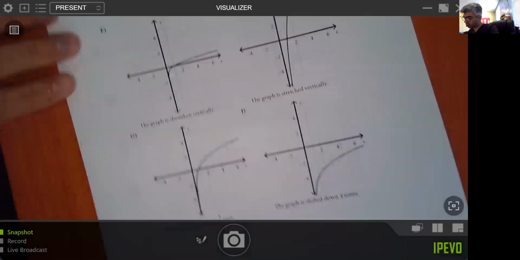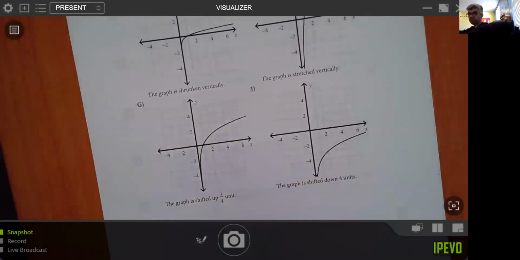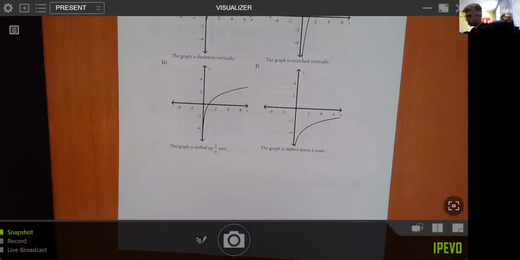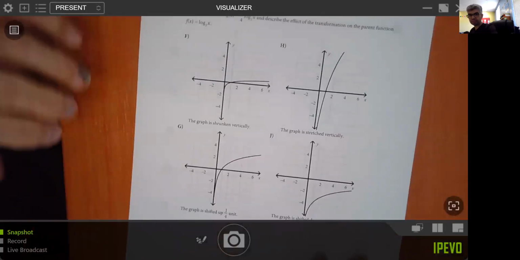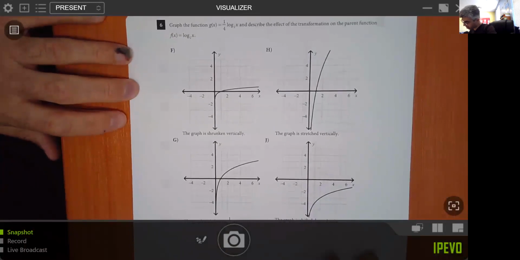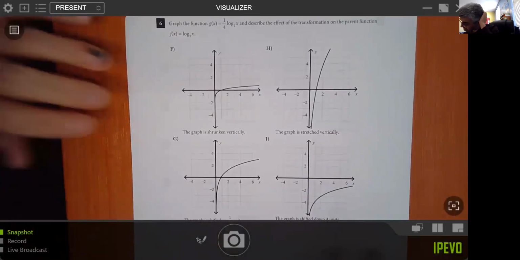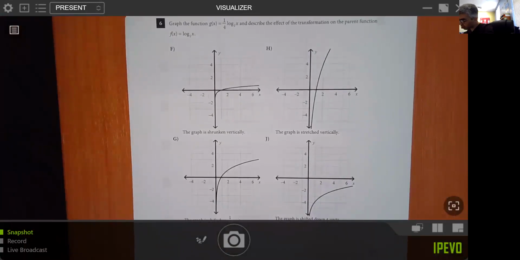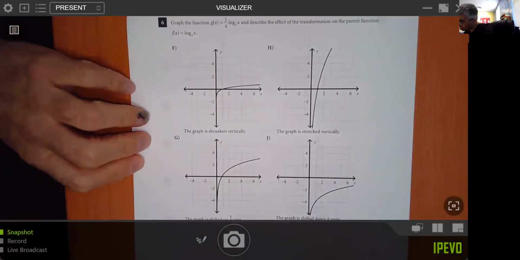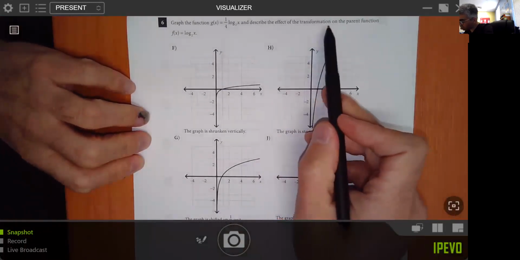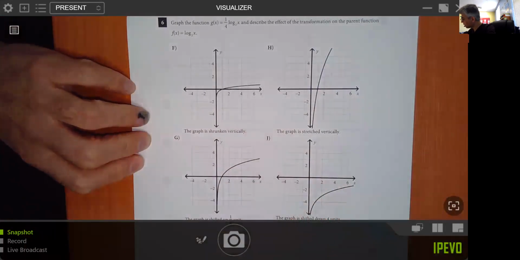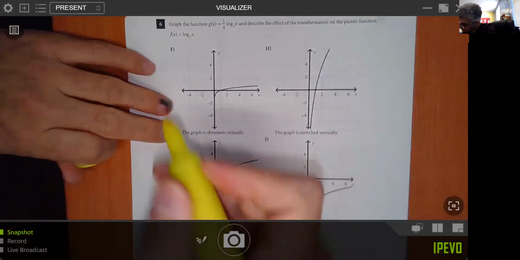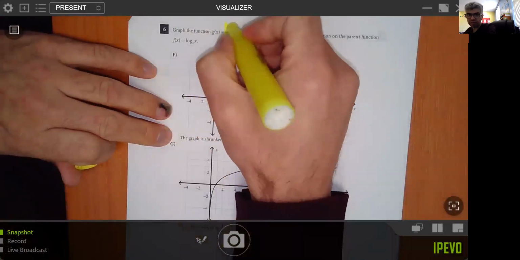Number 6. Oh, another graph. So let me make it bigger here. Graph the function 1/4 times log of x base 2 and describe the effect of the transformation on the parent function. So what we have here, the difference is 1/4.